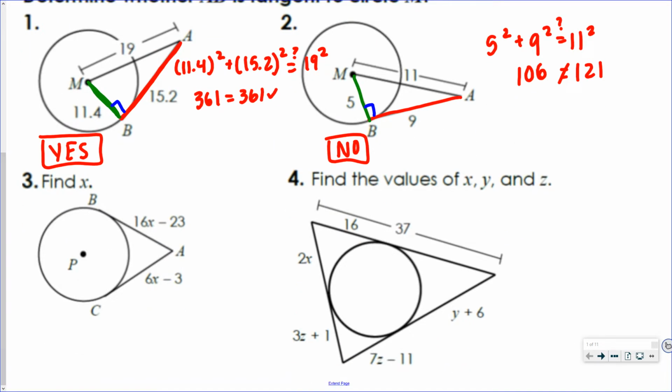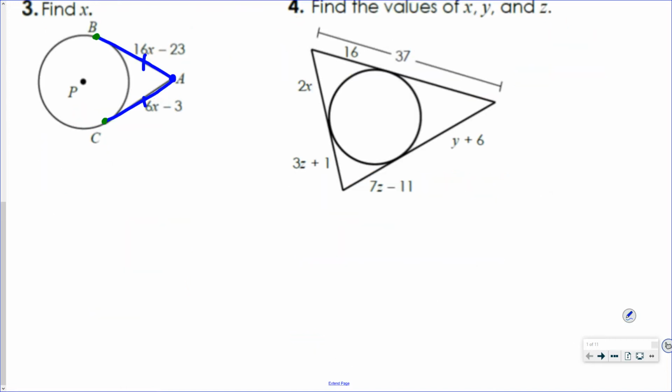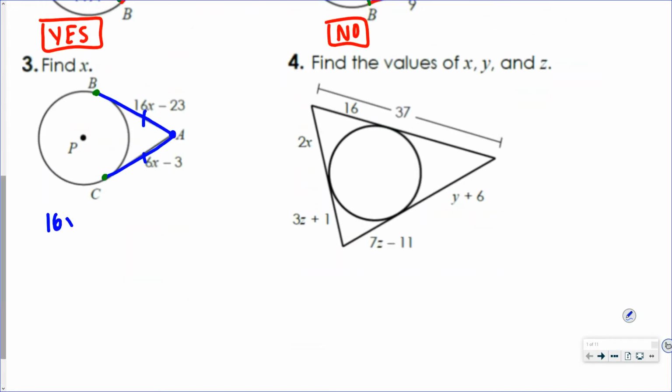One of the theorems we talked about was if we had 2 tangent lines and they intersected on the exterior, the outside of the circle, that they were going to be equidistant from the point of tangency. The point of tangency is where it's tangent to the circle. So in number 3, you should have set those 2 lengths equal to each other. Solve for x. I got x to be 2. Okay, did we get that?